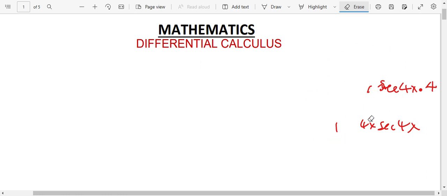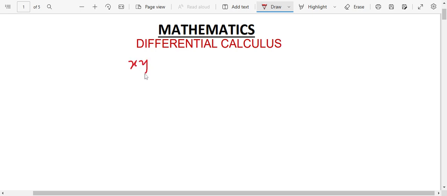So now implicit function derivatives. How do you differentiate implicit functions? Now an implicit function is a function that is not expressed in terms of y. Like most of the functions are expressed in terms of y: y is equal to x cubed, y is equal to this. But an implicit function is not expressed in terms of y. For example, xy is equal to 2. This is the question. Find the derivative.